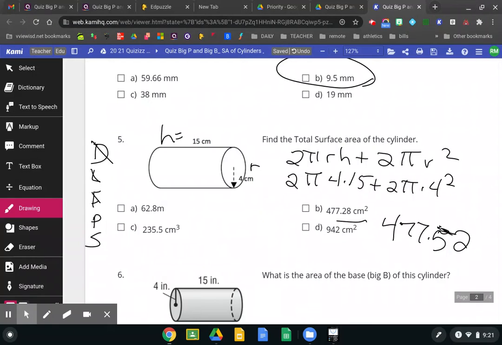Let's see what we got. Wow. As you can see, these numbers are a little bit different, so I'm thinking they're using something else. But as you can see, the other numbers are way off, so don't let that throw you off.